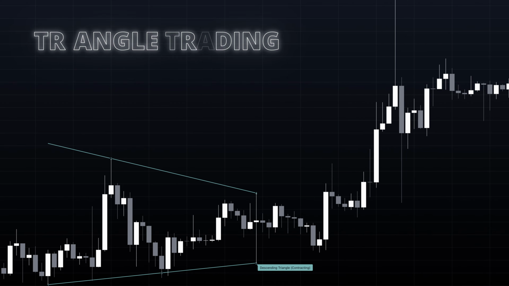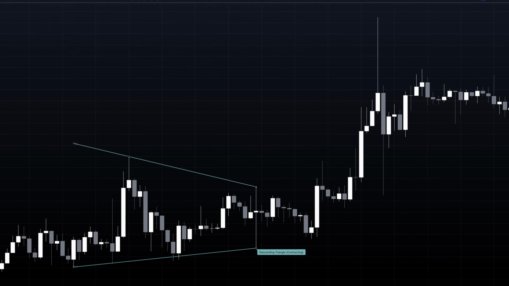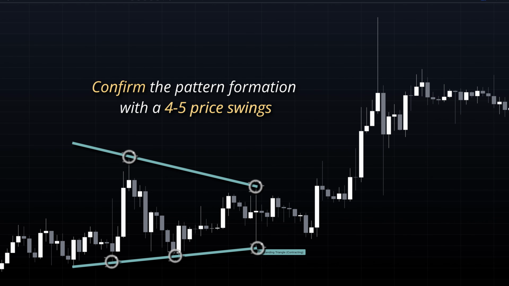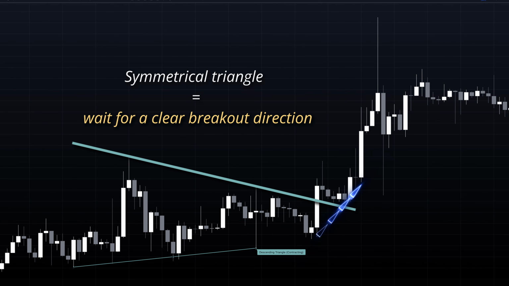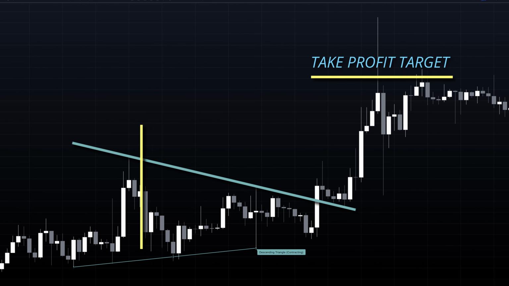Triangle pattern trading strategy. Start by confirming the pattern formation with a minimum of 4 to 5 price swings and identifying the triangle type. For a symmetrical triangle, wait for a clear breakout direction and confirm it with a volume increase. Calculate the target by adding the triangle's height to the breakout point.